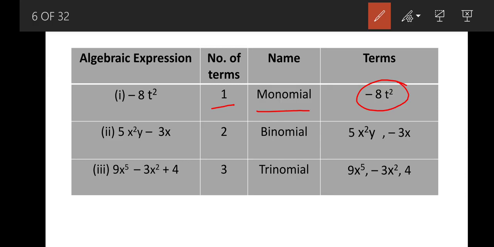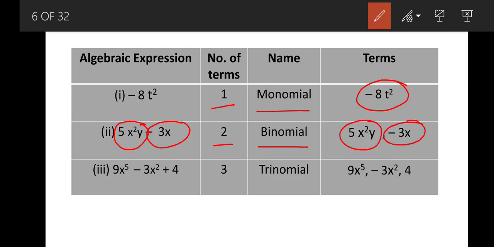Now, coming to the second example, here as I told you, the various parts of an algebraic expression are separated by plus or minus sign and they are called the terms. So, here in this second example, this is your first term and along with the minus sign, that is minus 3x, it is your second term. So, the number of terms is 2, and an algebraic expression having two terms is called a binomial, and the terms are 5x square y and minus 3x.